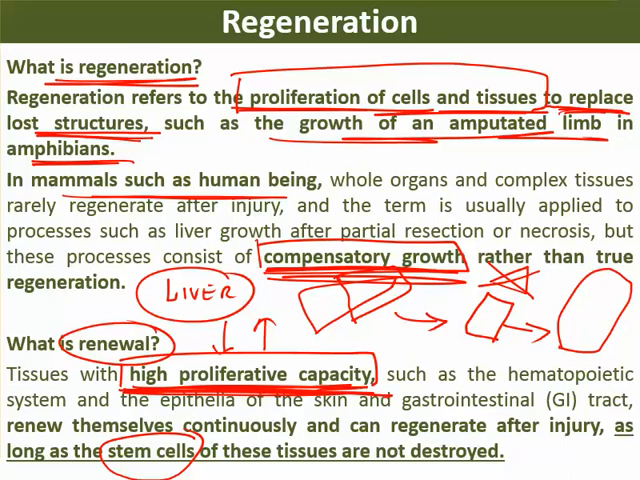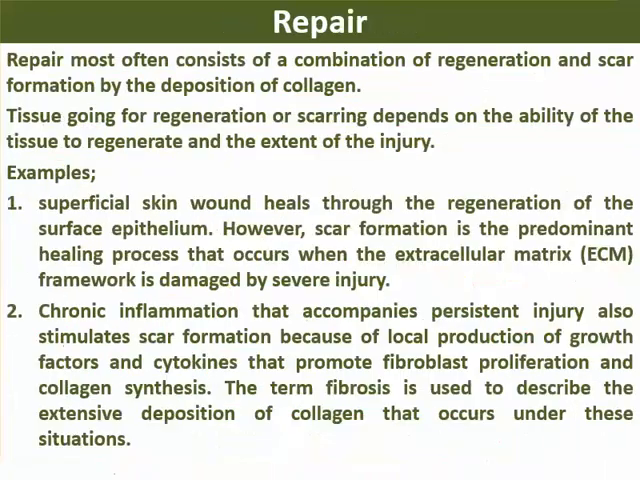So renewal is a process that happens in tissues with high proliferative capacity. What do you mean by high proliferative capacity? The tissue has cells which keep on dividing. So remember, they need stem cells. If the stem cells are damaged, then the tissue cannot go for renewal. Then the tissue is permanently destroyed.